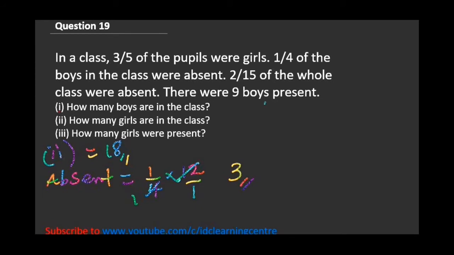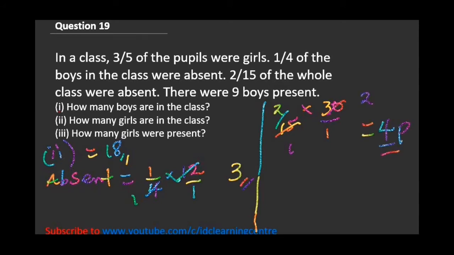Okay, so this will give me 2 over 15 times 30, which is the total number of pupils in the class. 15 into 30 is 2, 2 times 2, 4 pupils were absent altogether. If 3 of them are boys, then the number of girls absent will be 4 minus 3, which is just 1 girl was absent.